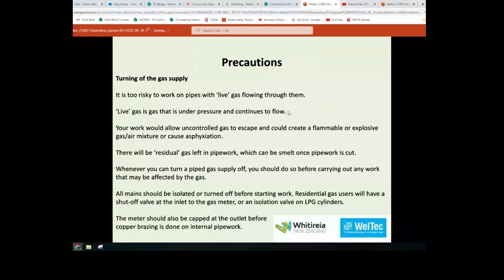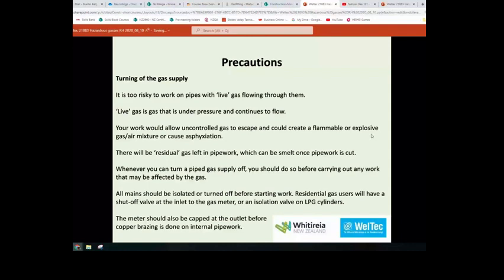Turning off the gas supply. Too risky to work on live gas pipes. That seems pretty obvious, but we certainly wouldn't want to do that. Gas is under pressure. It would continue to pour out if we cut into it and try to do something. So if we work on any gas pipes, we would need to isolate the supply, ensure that it's off, purge the gas out effectively in a safe way, in a well-ventilated space, before we go in and do any work.